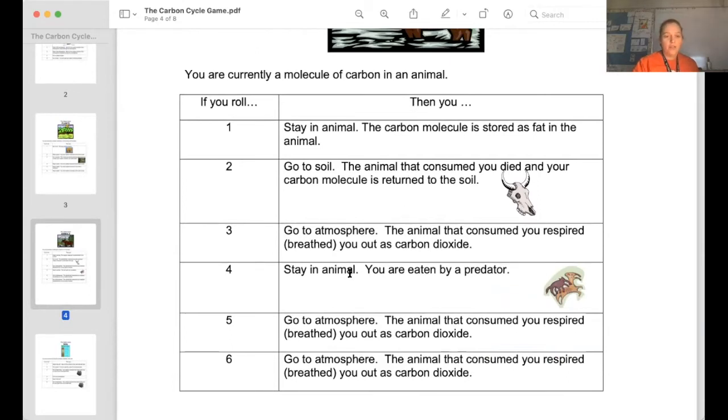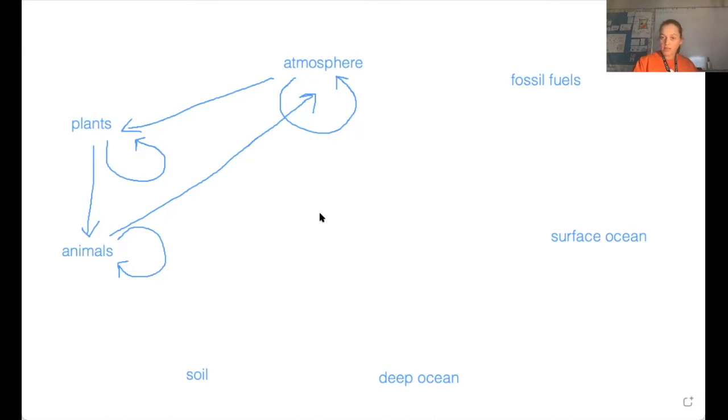I got a 5, and now I'm going to go to the atmosphere. And it tells me why. The animal respired, it breathed me out. So draw my arrow from the animals to the atmosphere. This is what my map looks like at this moment.